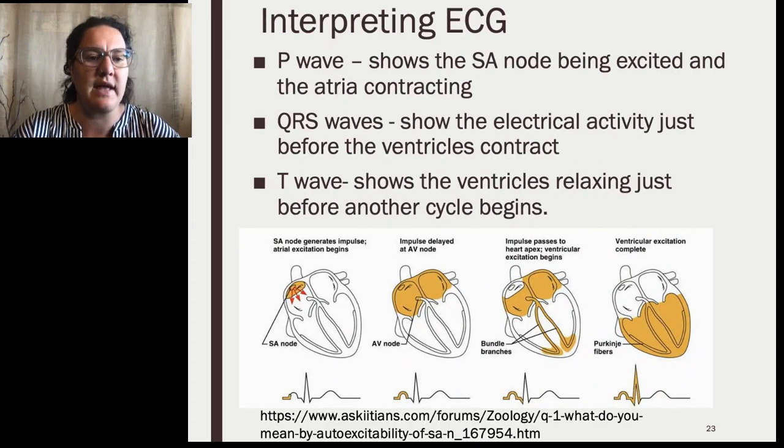So the P wave, which is that first little hump there, shows the sinoatrial node being excited and the atria contracting. The Q, R, and S waves show the electrical activity just before the ventricles contract and as they contract. So this is where we dip down and then spike up to the very top. And then the T wave shows the ventricles relaxing before another cycle begins.